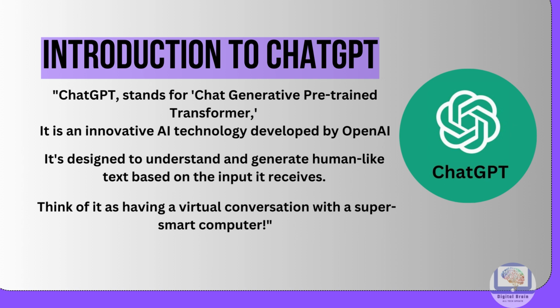Introduction to ChatGPT. What does ChatGPT mean? ChatGPT stands for Chat Generative Pre-trained Transformer. It is an innovative AI technology developed by the tech company OpenAI. ChatGPT is designed to understand and generate human-like text based on the input received. Think of it as having a virtual conversation with a super smart computer.